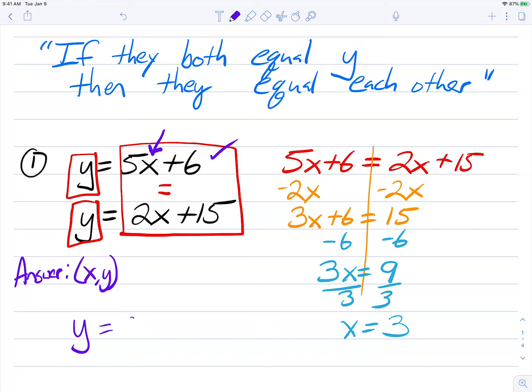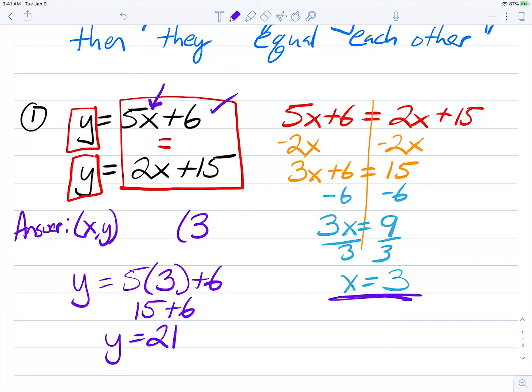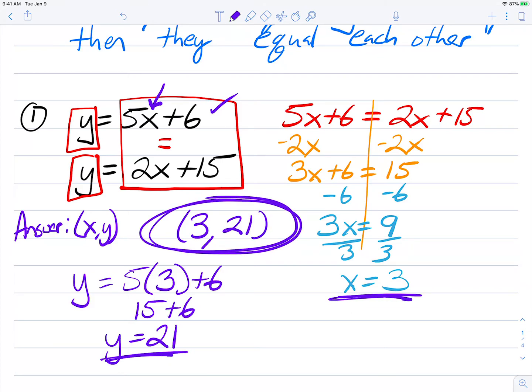So it says y equals 5x. So instead of x, I'm going to put a 3 plus 6. 5 times 3 is 15, and 15 plus 6 is 21, which means I now know that x is 3, so that's our first part of our answer, and y is 21, so that's the second part of our answer. So that means that if I were to graph those two equations, they would cross at 3, 21.